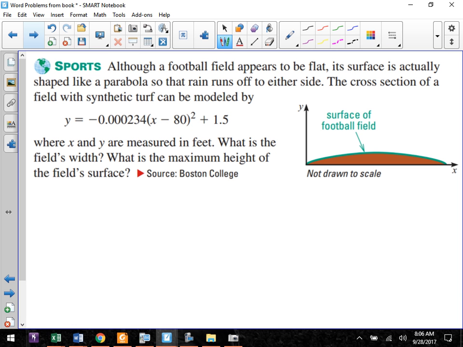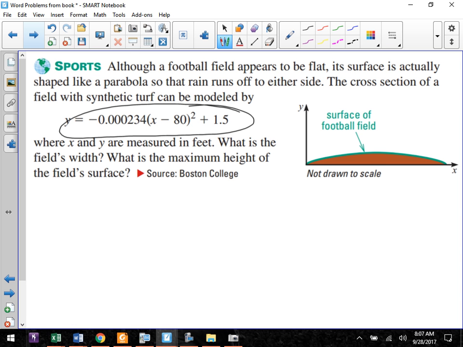The cross section of the field with synthetic turf can be modeled by the given equation, where x and y are measured in feet. What is the field's width? What is the maximum height of the field's surface? Okay. Again, this is going to get us some parabola. It's going to get us the maximum height, and we also have to figure out the width. How wide is that field?